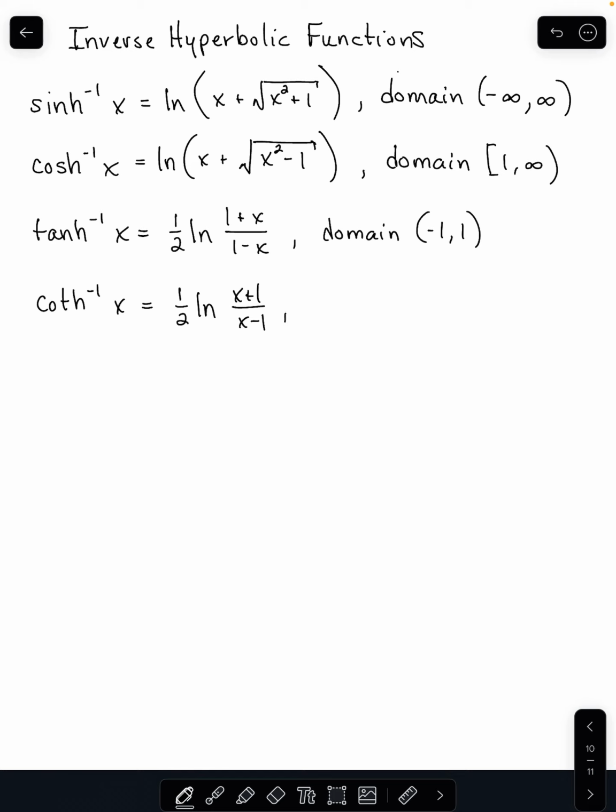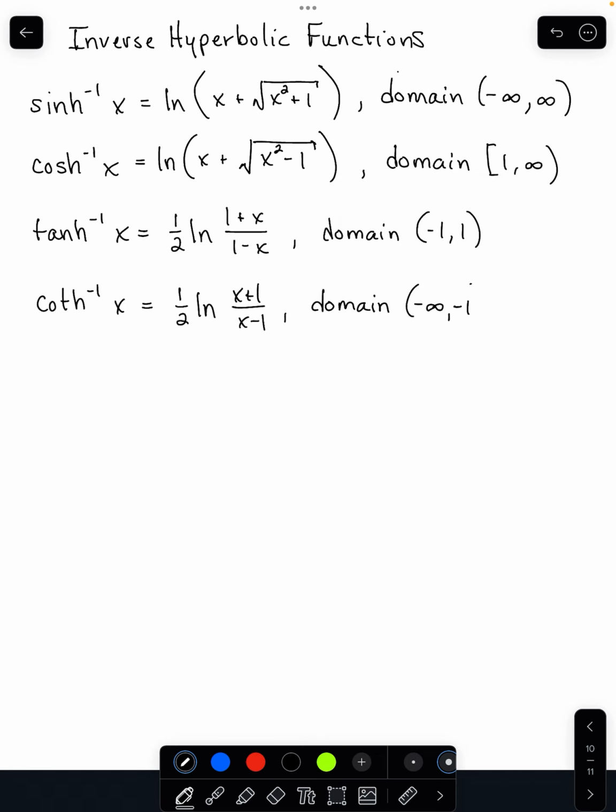Again, the hyperbolic cotangent is 1-to-1, so its range becomes the domain here. That is to say, everything exceeding 1 and negative 1.